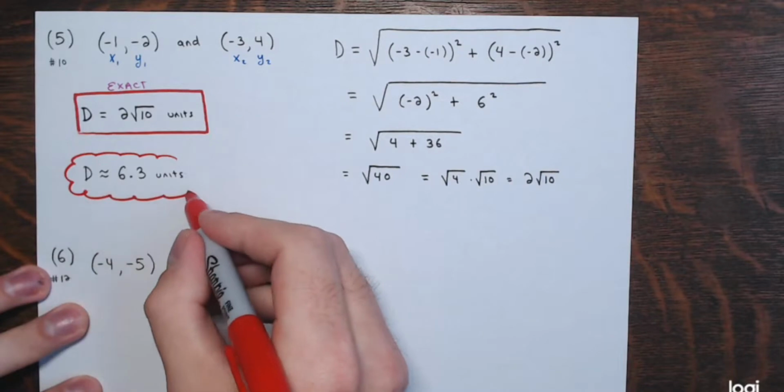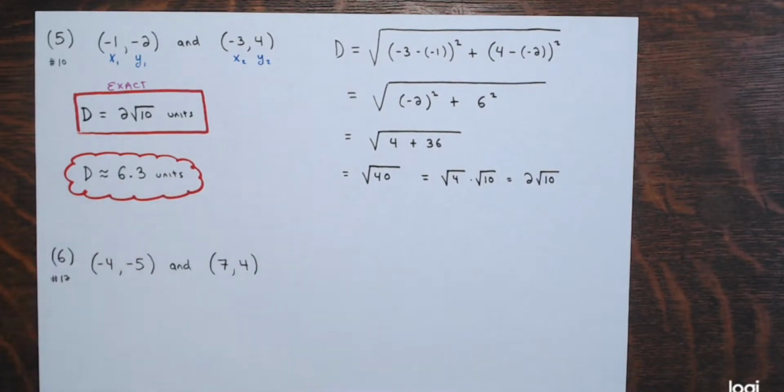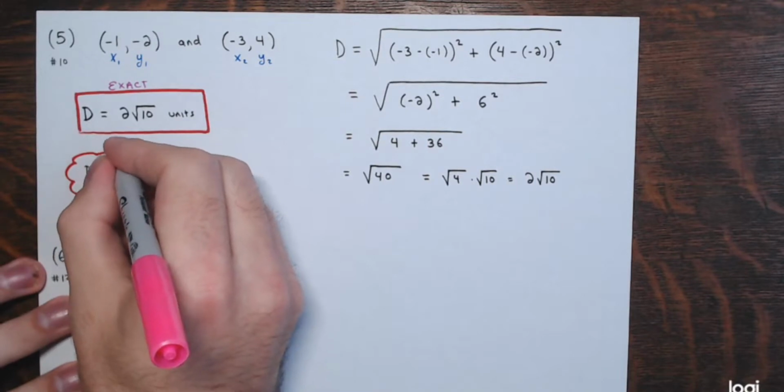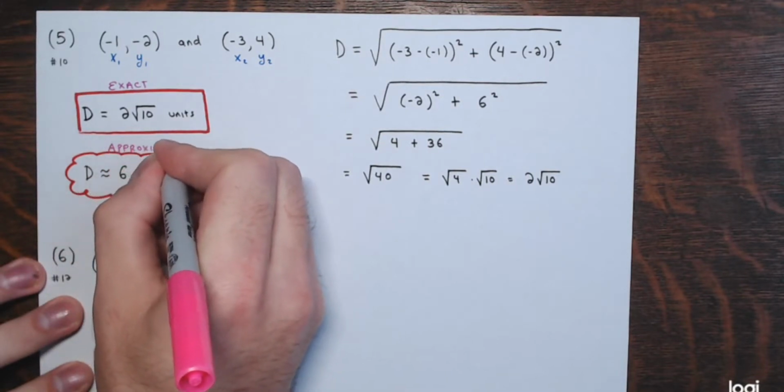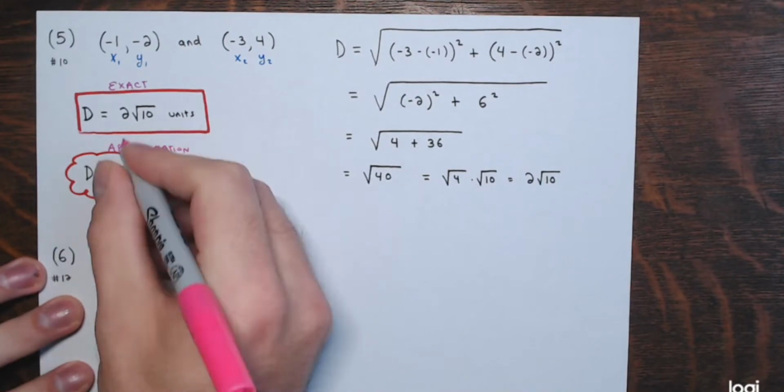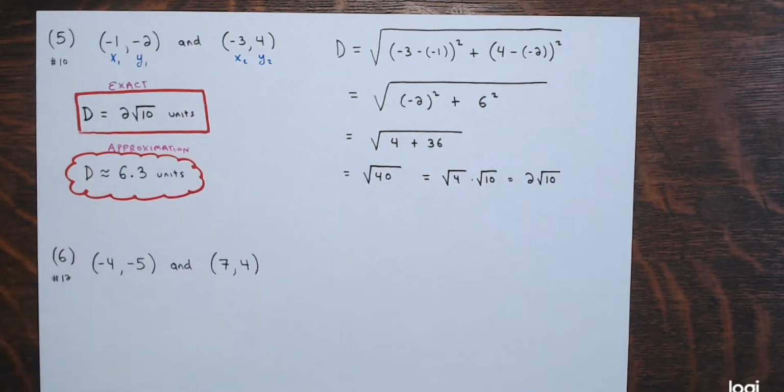And that's the second thing they asked us to do, round to the nearest tenth. And this is an approximation. Something that's close to the exact answer, but not exactly because it's rounded. All right, great.